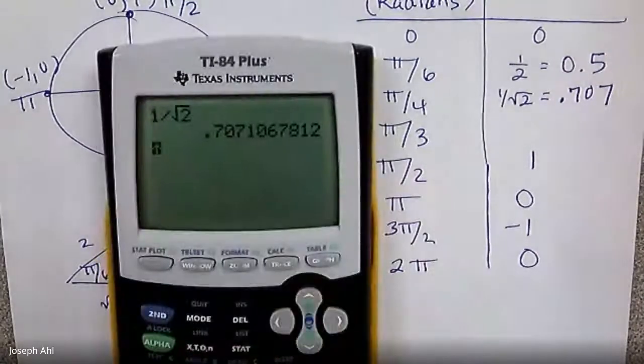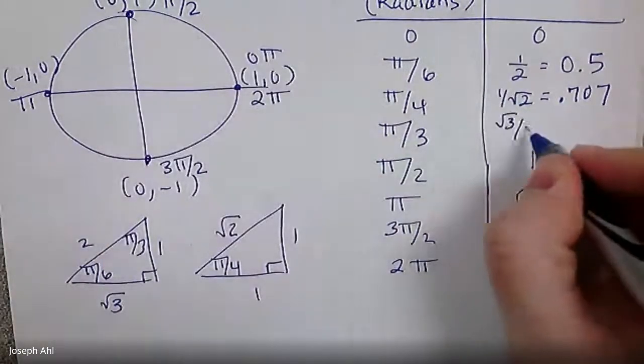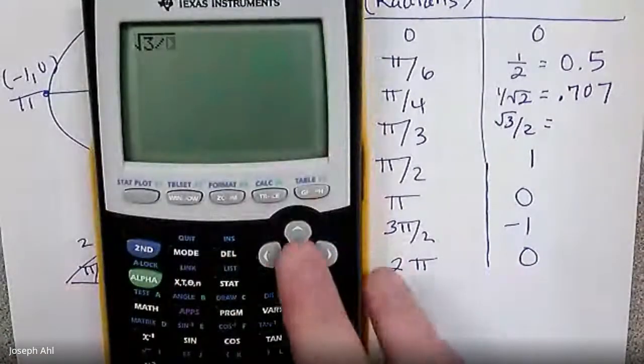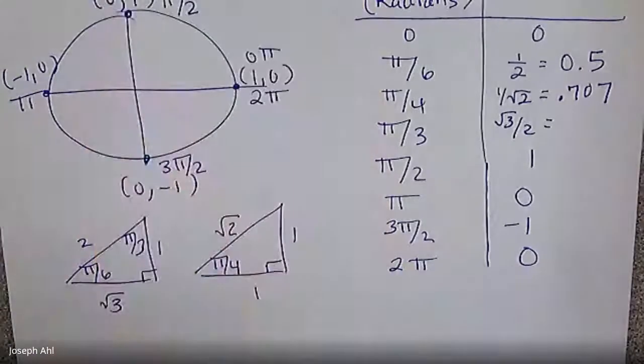All right, and then finally, sine of pi over 3 is opposite over hypotenuse. That's radical 3 over 2. And I believe that's going to be about 0.866. We'll double check it. And that is 0.866.